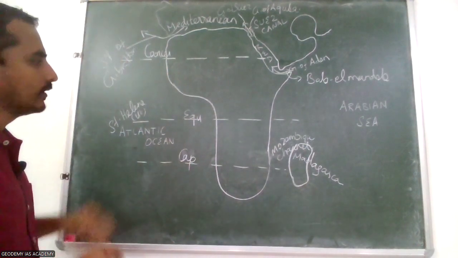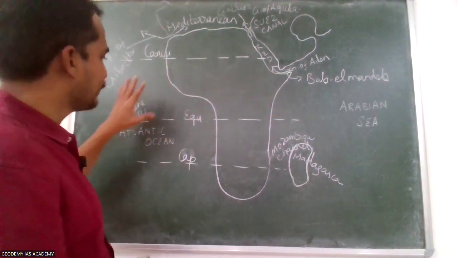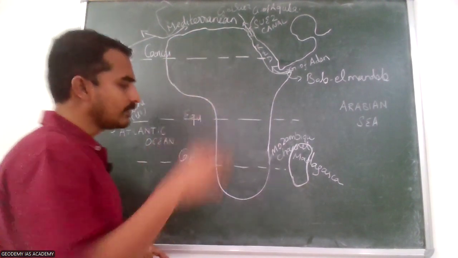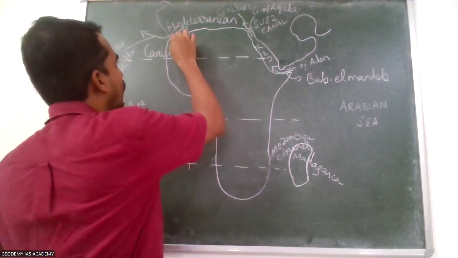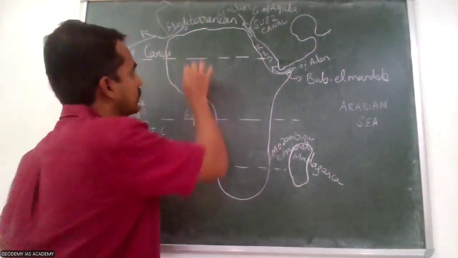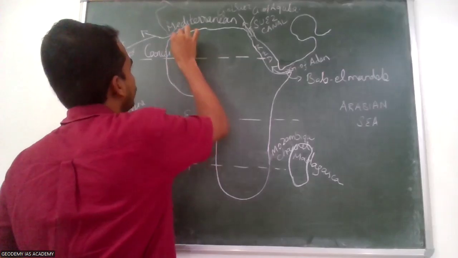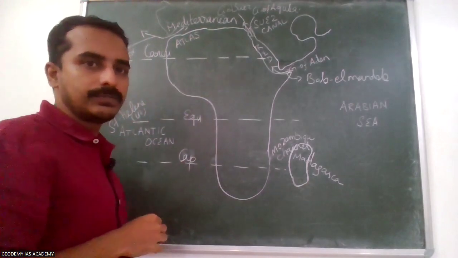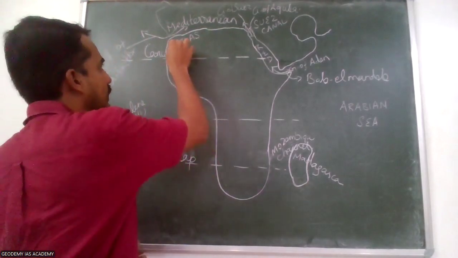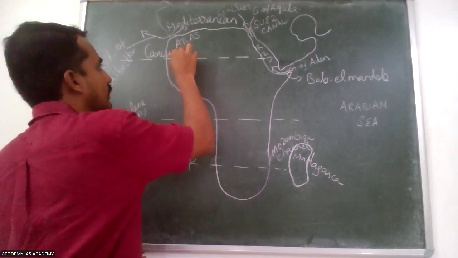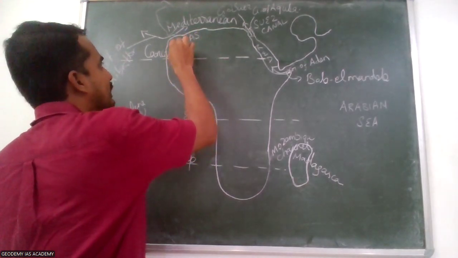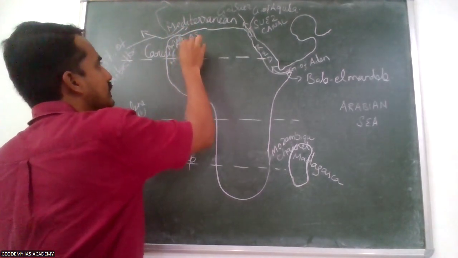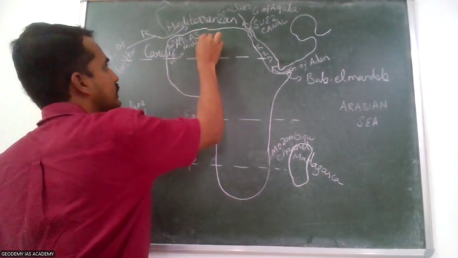Now we see the equator, Cancer, and Capricorn pass through this. The important physical features are here. First, let us see the mountains. Here, Atlas Mountain. Atlas Mountain has four sections: High Atlas, Anti-Atlas, Middle Atlas, and Saharan Atlas.